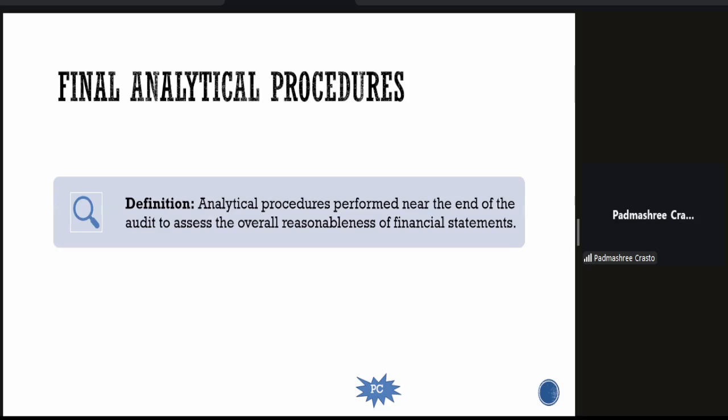Once again, the final analytical procedure is largely done at the balance sheet, P&L and schedule level. It is not done at the grouping level, because at the grouping level, at the account balance level, the slicing and dicing of data is mostly substantive analytical. When we come to the final analytical, it is more of an overall impact analysis, comparing the balance sheet, comparing the P&L, and whether the trends that I have seen hold.